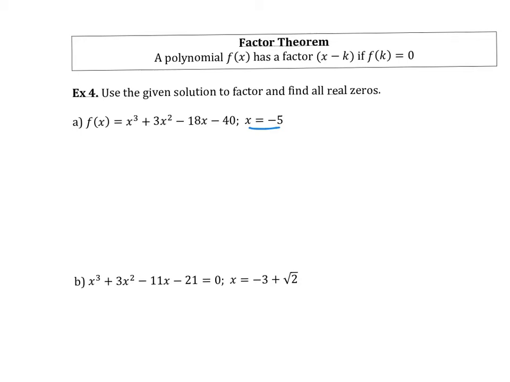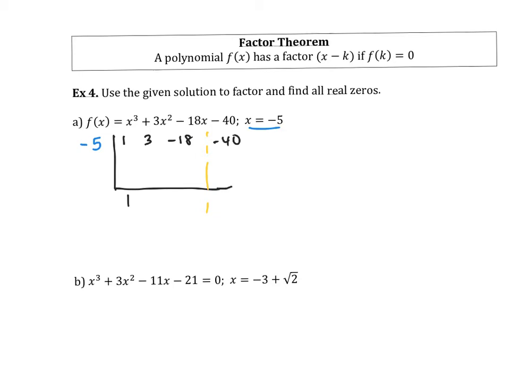You can use synthetic division, or you can use long division. Most people seem to like synthetic, so I'm going to use synthetic division, and they told me x equals -5, so it's kind of set up for that. I'm going to list the coefficients of the polynomial: 1x cubed, 3x squared, -18, -40. I like this. Okay, I'm going to bring down the 1.